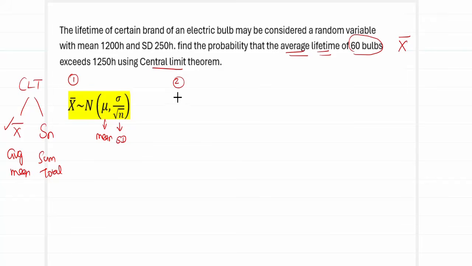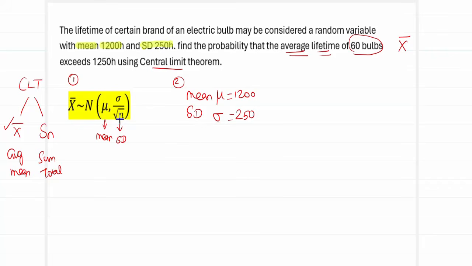We will go and search the question for the data. What is going to be the mean of the data? The mean has been given as 1200 hours. So I have the mean, denoted by mu, equal to 1200. What is the second data we have been given? Standard deviation is 250 hours. You have to be very careful here: standard deviation is denoted by sigma. Don't use sigma square, because sigma square represents variance. Sigma has been given as 250.